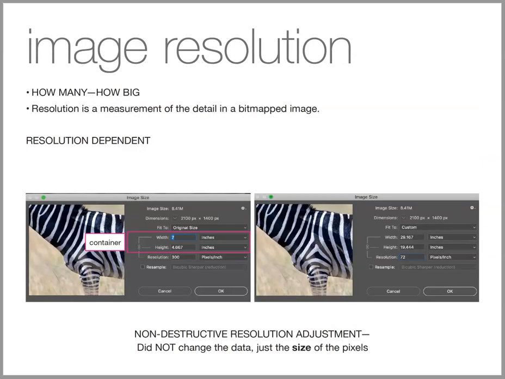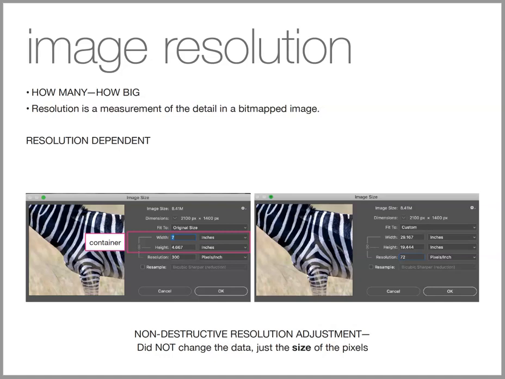Now, image resolution is the biggie. And when we're talking about resolution, what we're talking about is pixels, okay? How many pixels do we have and how big are they? It's that simple and that complex. It's a measurement of the detail in a bitmapped image. In other words, how many pixels do you have and how big are they?